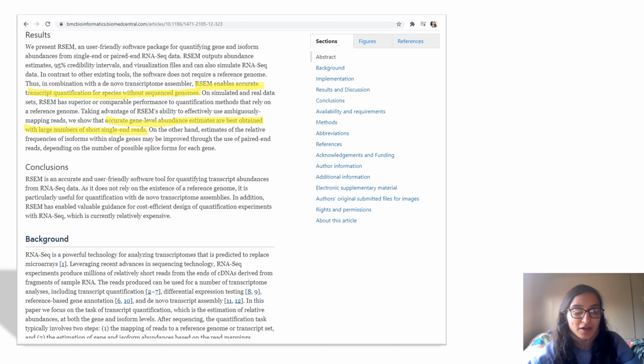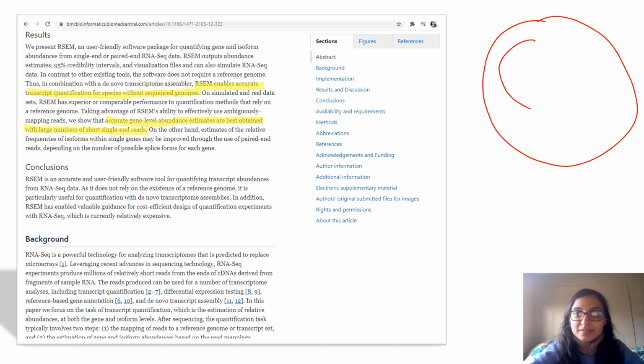But if we want to estimate relative frequencies of isoforms within single genes, we can just use paired-end reads, depending on the number of possible splice forms for each gene. And splice form represents the fact that, when we have an mRNA coming out of the cell nucleus, we could try to estimate what that looks like. Let me try to sketch this a bit: we would have a cell and a nucleus.